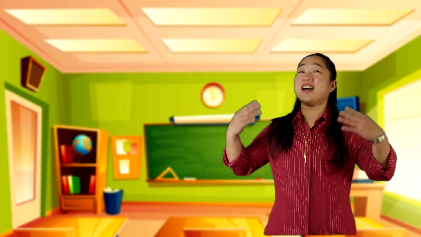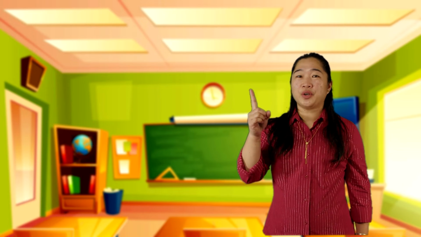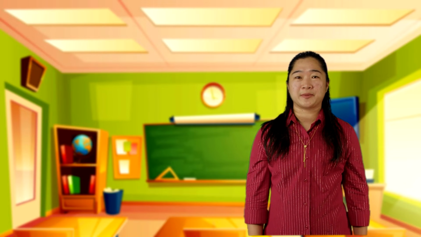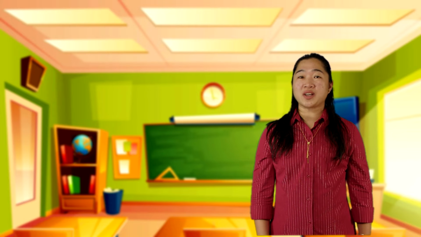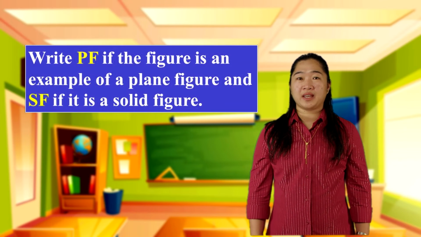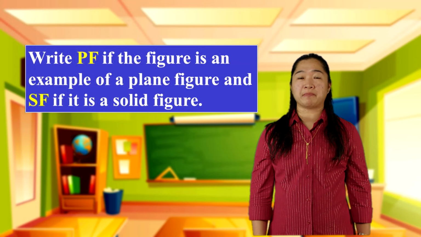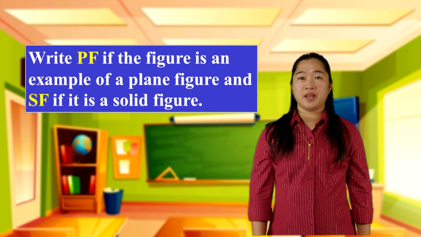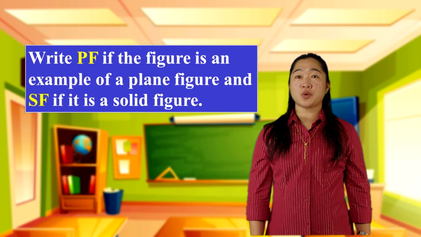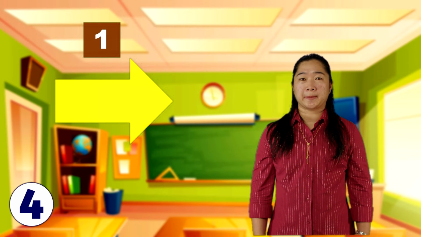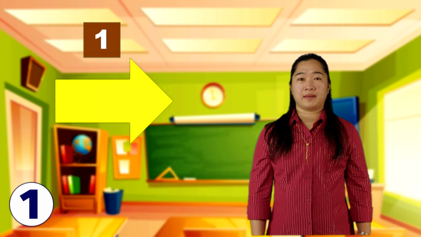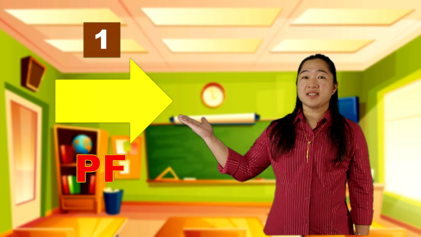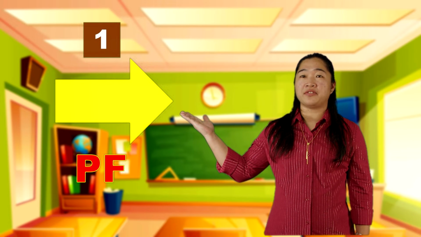Now, let's have activity time. First, you are going to differentiate the solid figures from plane figures. The instruction is, write PF if the figure is an example of a plane figure, and SF if it is a solid figure. You will be given 5 seconds to answer. Very good. The answer is PF. This arrow is an example of a plane figure.